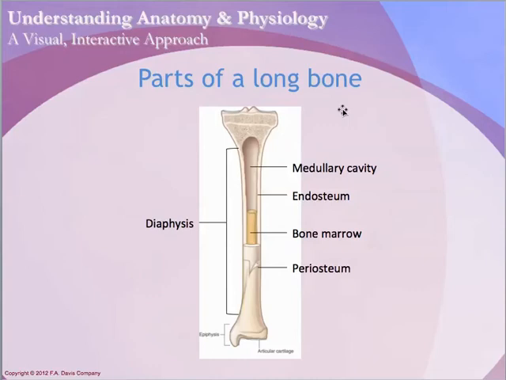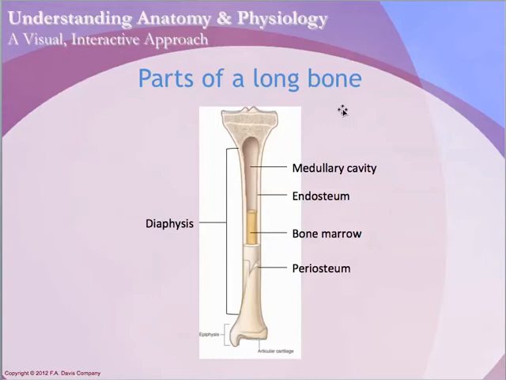We have the medullary cavity. That's the central hollow portion of the bone. We have red bone marrow, which is going to be found inside that cavity in children and in adults. As we do get older and become more adults, the red bone marrow is actually changed to yellow bone marrow, and we're going to talk about that coming up as well.